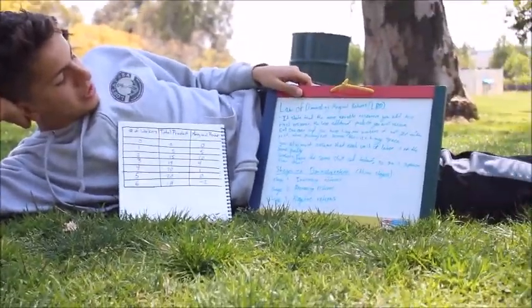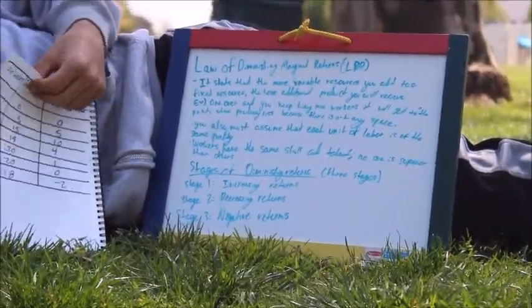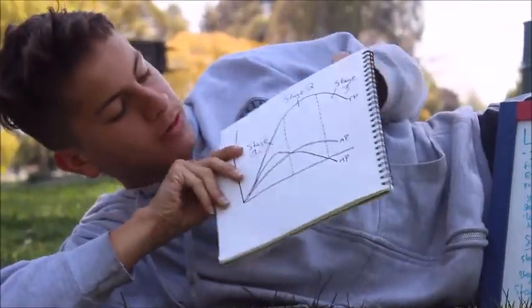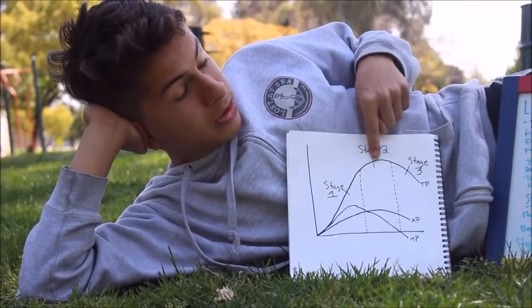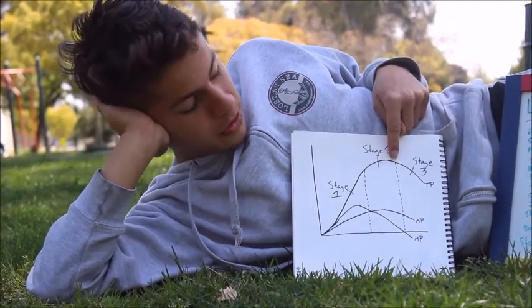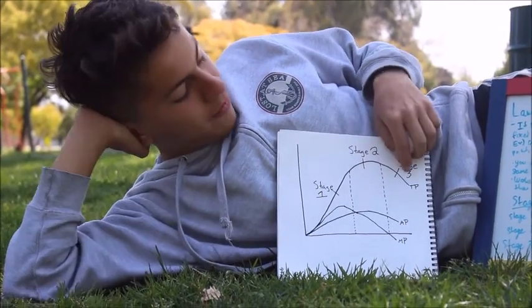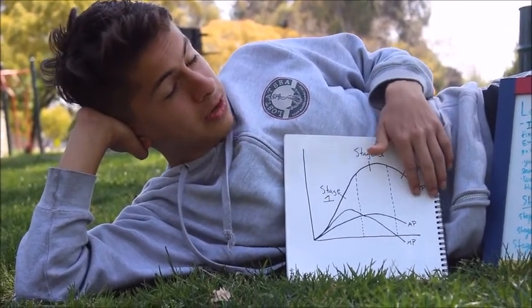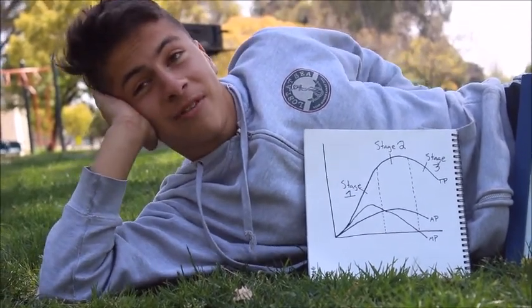The three stages of diminishing returns: the first stage is the increasing returns, where it starts to increase because you're producing a lot of output. Then it starts to decrease as more variable resources are added. And the third one is negative returns, where it decreases to the point where it gets a negative return. And that's all I have for today.